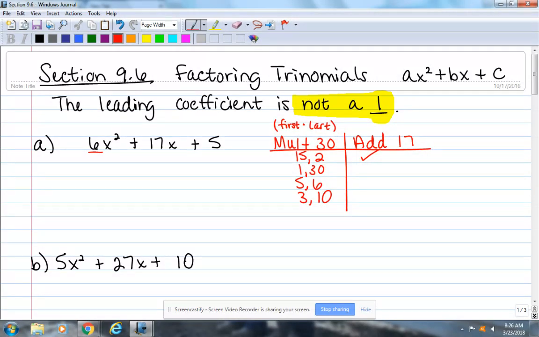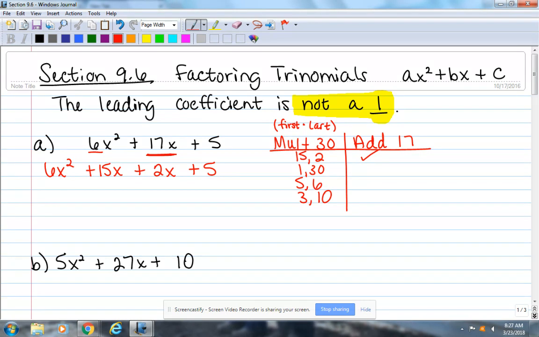So where we had a 17x in the middle, we're going to replace it with these two numbers with x's. We're going to split the 17x up into a 15x plus a 2x. So we're going to keep the 6x squared, and then instead of 17x in the middle, we're going to say plus 15x plus 2x, and then keep the plus 5 on the end. So it's kind of like substitution. We had 17x right there. These two things equal 17x when I combine them. So I'm just splitting it in two, and I got that from my table.